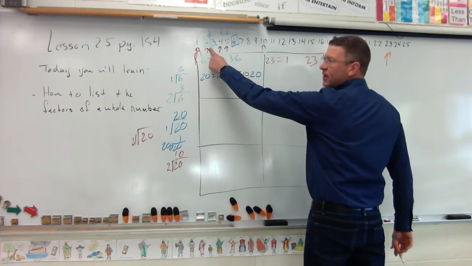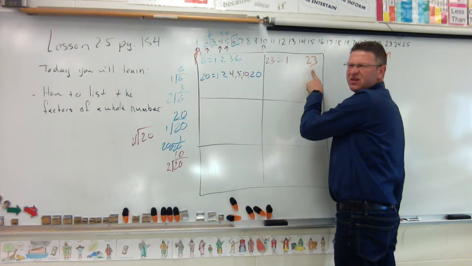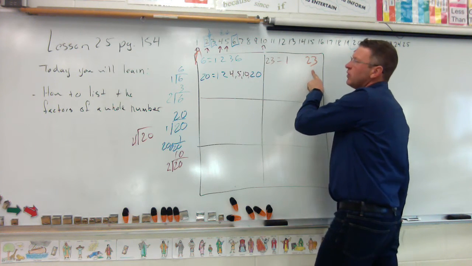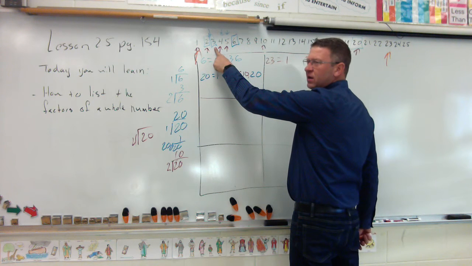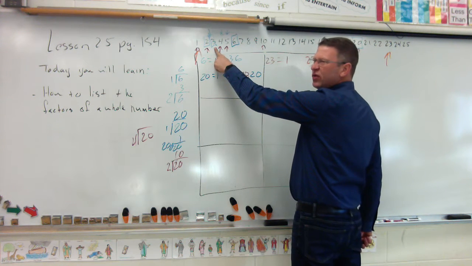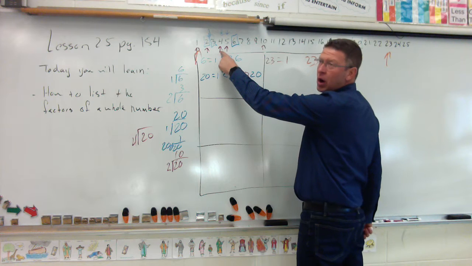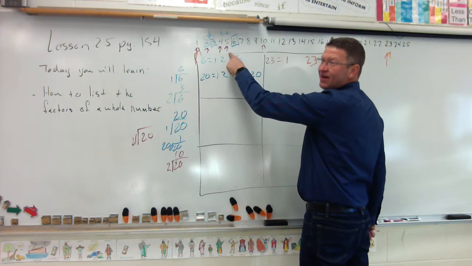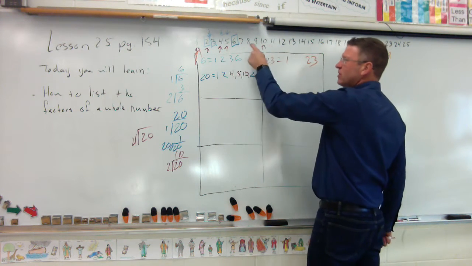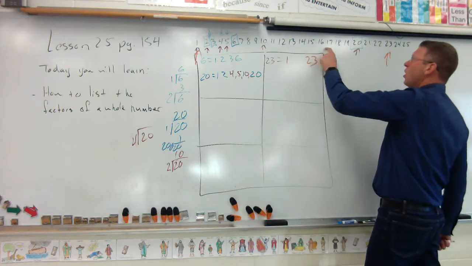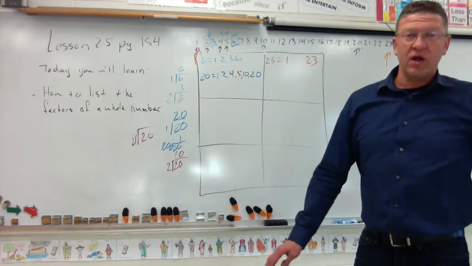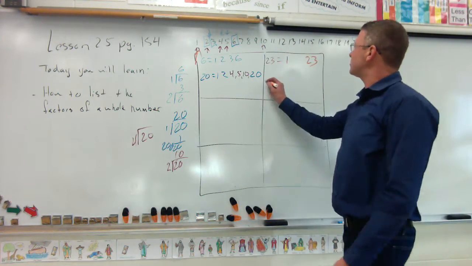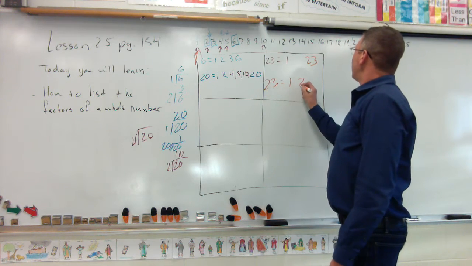Does 2 go into 23? 23 is odd. 2 won't go in there. Does 3 go into 23? 3, 6, 9, 21, 24. No. Does 4? No. Does 5? That's the end with a 5 or a 0. No. Does 6? No. None of them go into 23. That's it. You're done. The factors of 23 are 1 and 23.